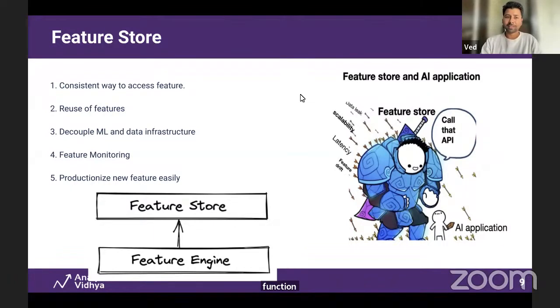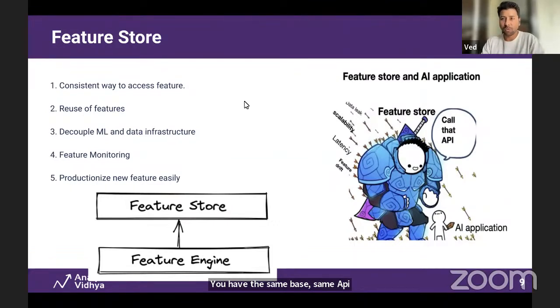Another consistent way is when you are training a model, you don't have to think about whether it's real time or offline. You have the same way, same API, same method to fetch that feature.